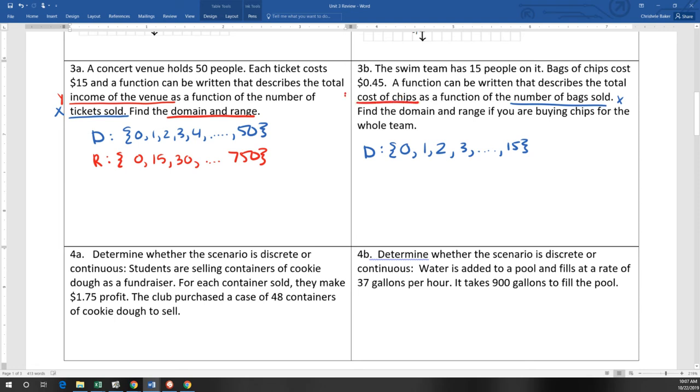And then the cost of the chips, if we don't buy anything, we don't spend any money, then we have 45 cents, we have 90 cents, all the way up to if we bought 15 bags of chips at 45 cents each, that would be $6.75.